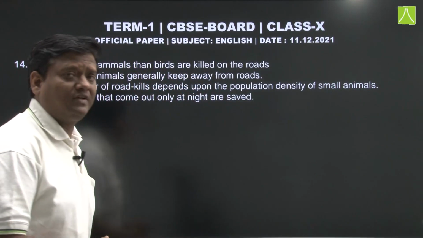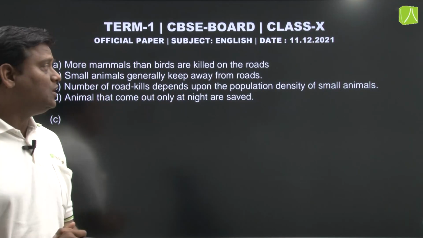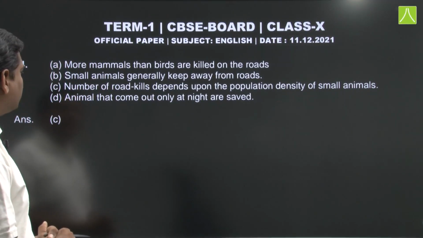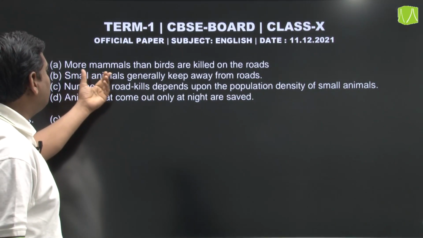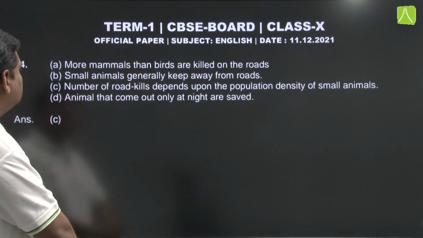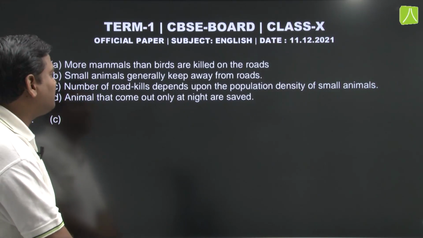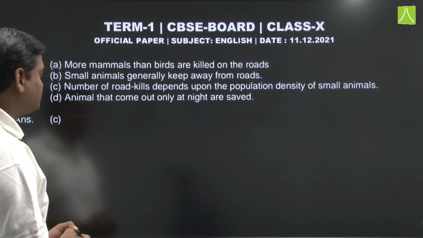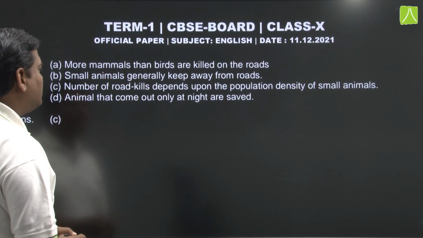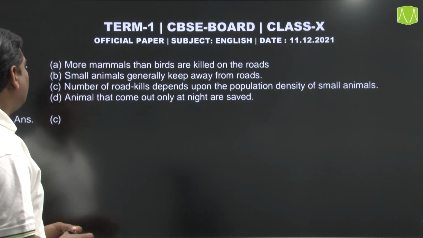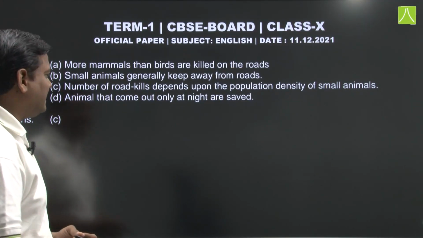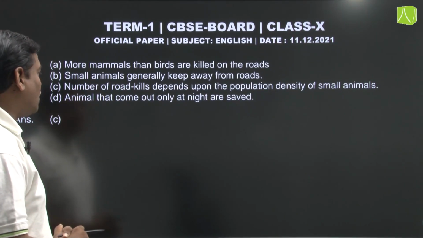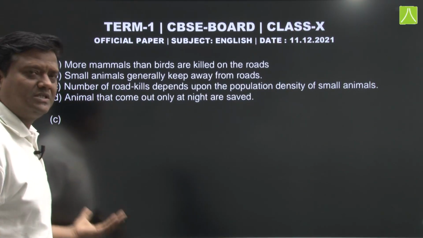Again, in question number 14, we are not told what to do, but after reading these options: more animals than birds are killed on the roads, small animals generally keep away from roads, the number of road kills depends upon the population density of small animals, animals that come out only at night are saved. We come to know that options A, B and D are irrelevant and option C is logical. So, we are choosing option C as the answer.